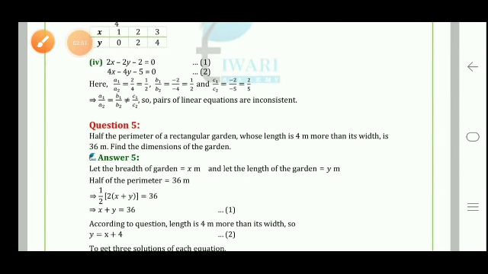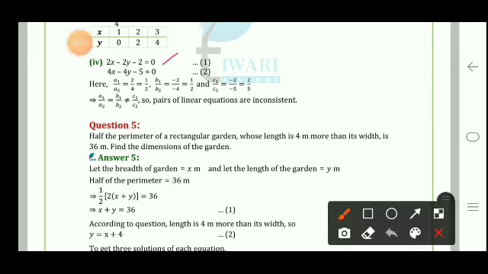In the fourth part we can see it is given that 2x minus 2y minus 2 is equal to 0, 4x minus 4y minus 5 is equal to 0. So a1 upon a2 is equal to 2 upon 4, that is 1 upon 2, and b1 upon b2 is equal to minus 2 upon minus 4, that is again 1 upon 2, and c1 upon c2 is equal to minus 2 upon minus 5, that is 2 upon 5.